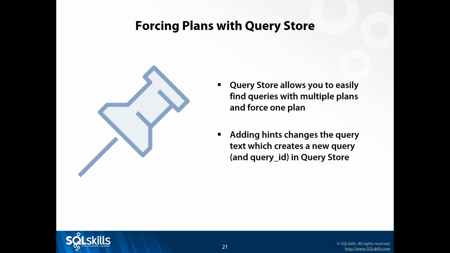Okay, so with Query Store, what you can do, and we've seen this already, is find a query that has multiple plans, and you can force one specific plan for that query. It's very easy to do. I'm going to show you how to do that.